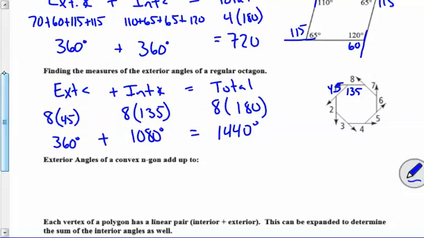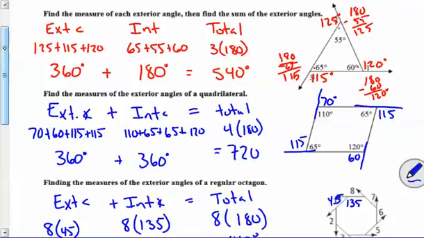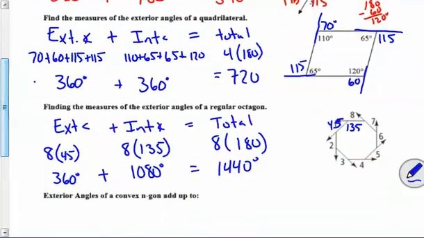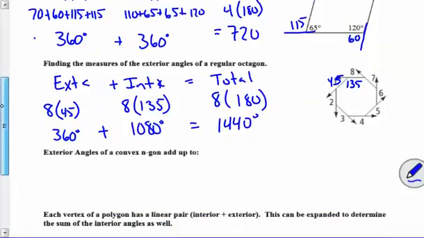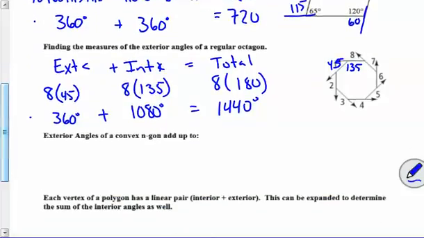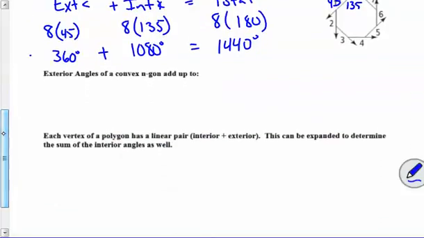I see in all 3 examples, the exterior angles are 360 degrees for a triangle. For a quadrilateral, the exterior is 360. For an octagon, it's 360. And in fact, for any convex n-gon, your exterior angles will always add up to 360 degrees.